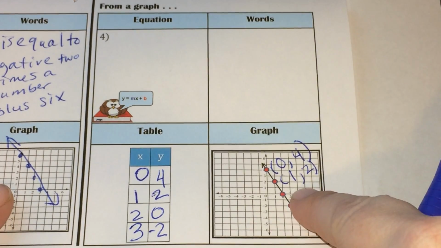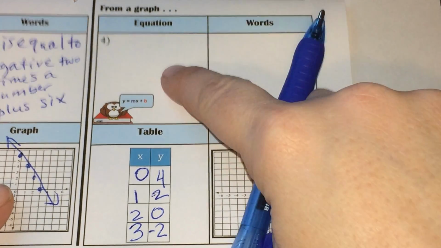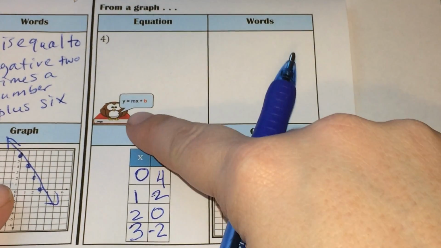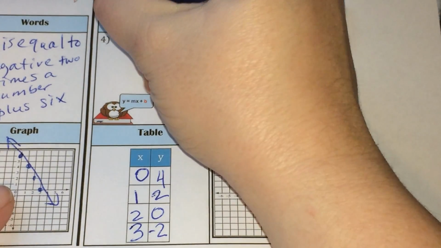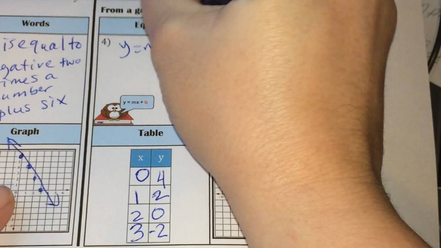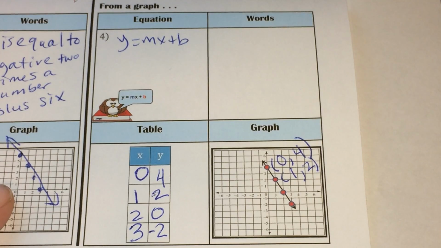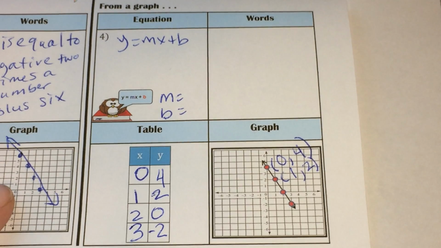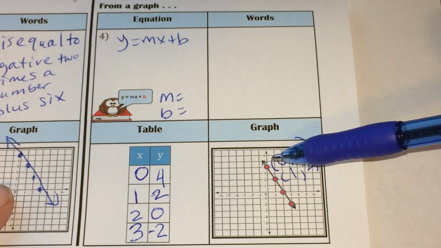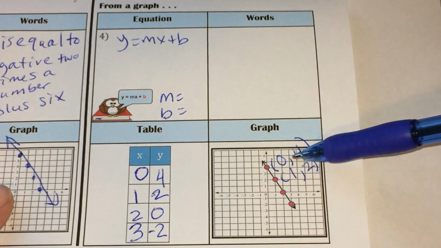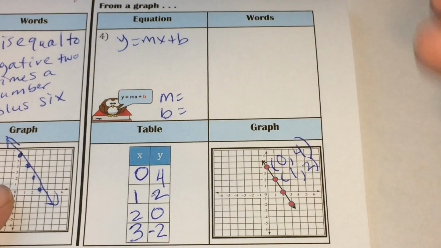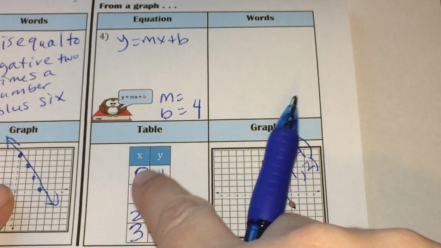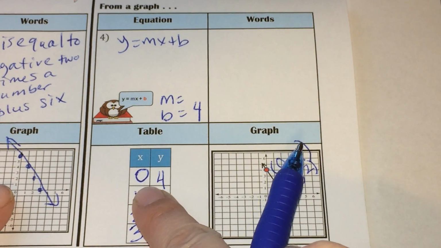If we're given a graph, we can also go straight to an equation, using y equals mx plus b. I'm going to go ahead and write that right here. Y equals mx plus b. We need to know our m, and we need to know our b. Let's find our b first. That's the easiest. That's our y-intercept. And we see we're crossing at 0, 4. Our y-intercept is 4.